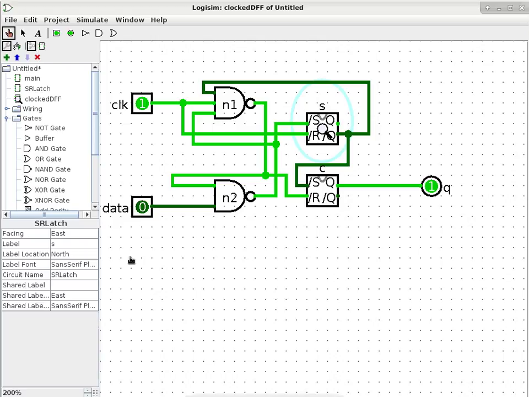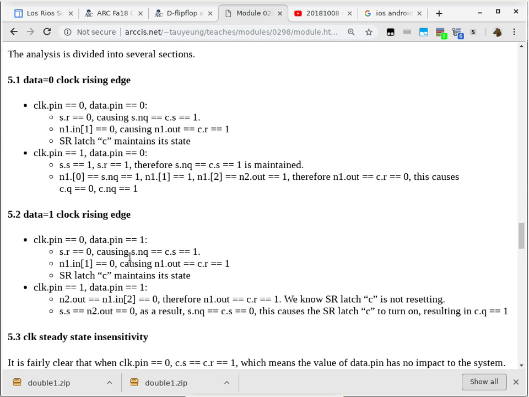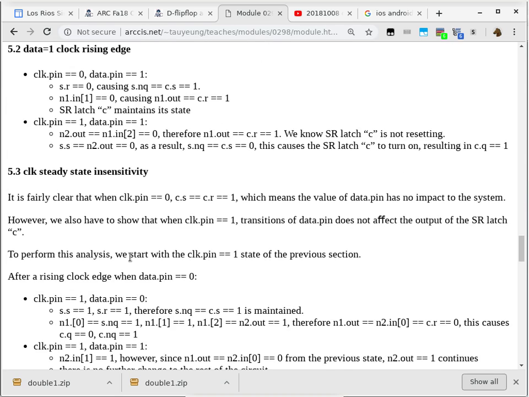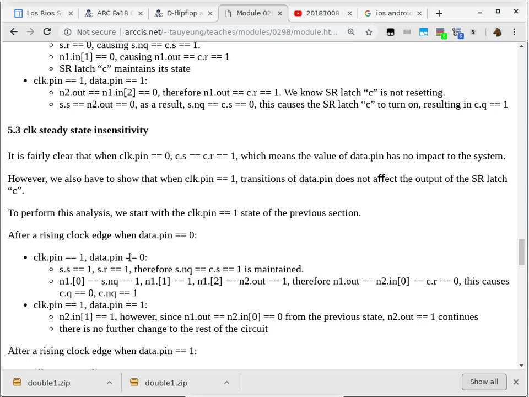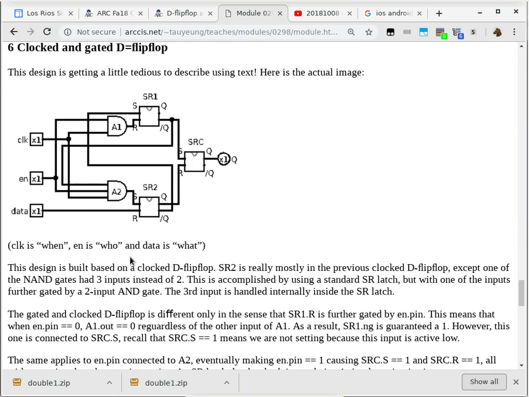All right, so moving on. The next one is in the notes only. So this is the analysis of what happens when the clock changes or when it's steady. Okay, so this is the next one.